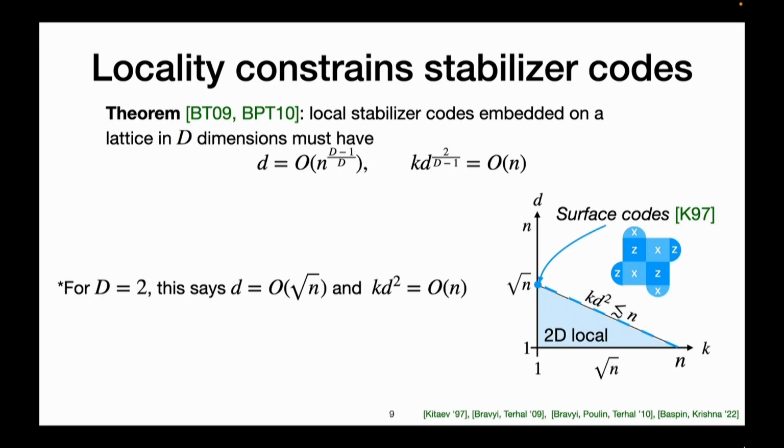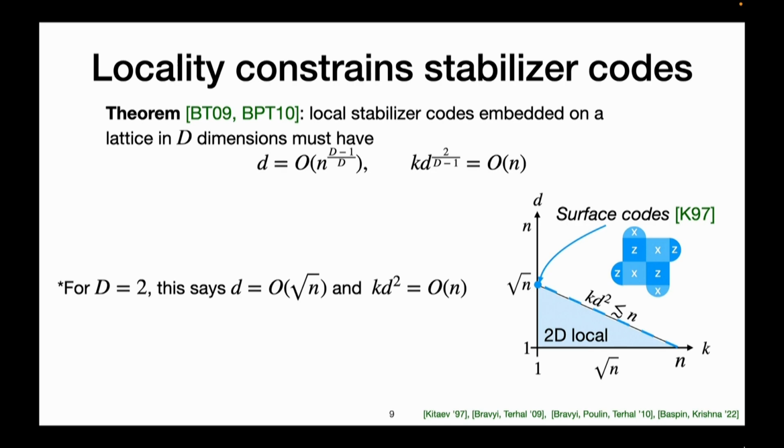Well, it turns out that locality constrains the quality of the stabilizer code. It was shown that local stabilizer codes embedded on a lattice in d dimensions must have distance d at most O of n to the (d minus 1) over d, and k d to the 2 over (d minus 1) at most O of n. The constraint on d is called the BT bound, and the constraint on k and d together is called the BPT bound. We just note for d equals 2, this says that d is O of root n, and k d squared is O of n. So the BT and the BPT bound are really a barrier for the quality of a local stabilizer code.